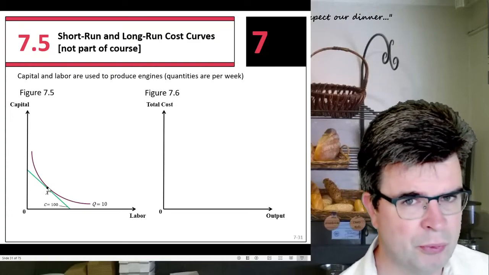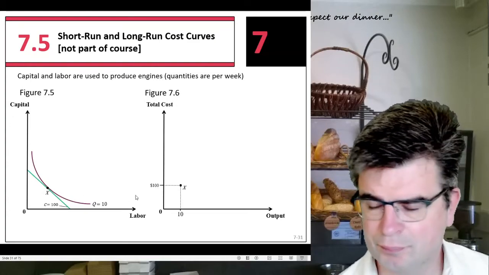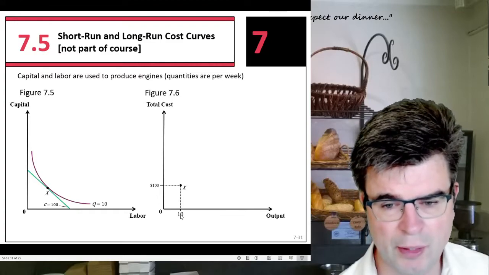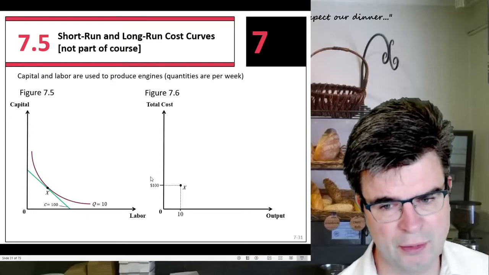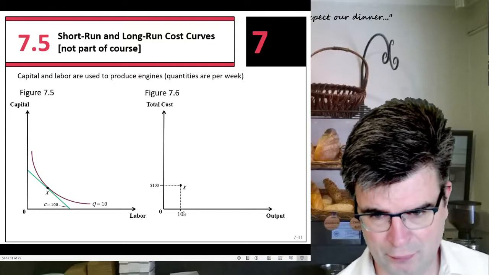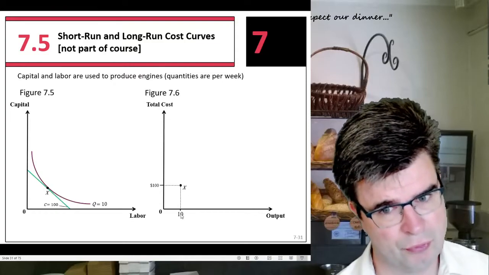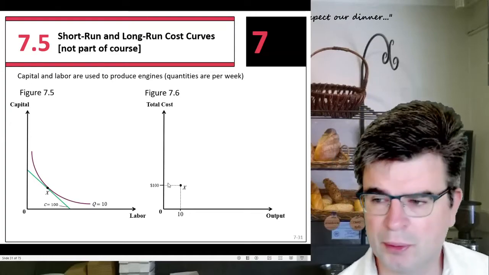And then on the right panel, we can depict it. On the x-axis here we have the output level, so 10 engines, and on the y-axis we have the total cost. We observe from the left panel that if we have an output of 10 engines, then our cost will be at the optimum $100.